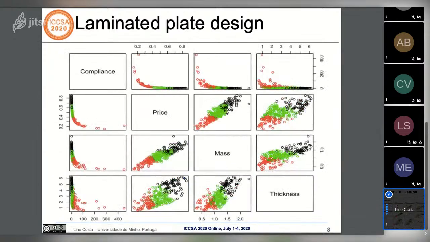In terms of the bi-objective projections of the Pareto front, you can see that the cluster analysis provides some additional information. I will not explain more.